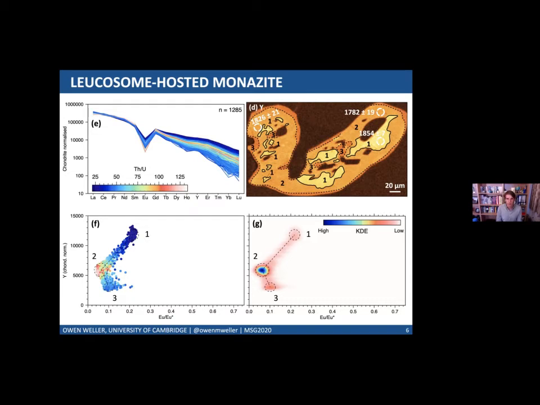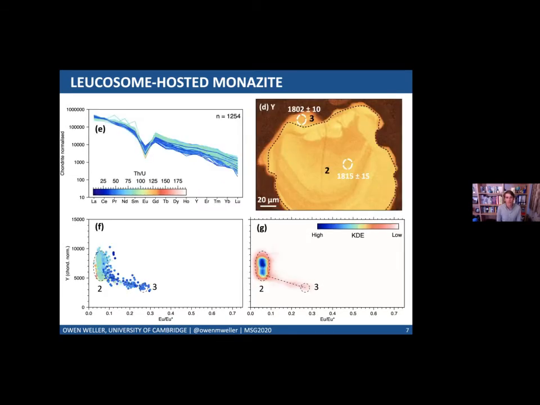I'll now move on to another leucosome-hosted monazite. Same kind of analysis: you've got the chondrite normalized on the top left, yttrium versus europium anomaly bottom left, the density bottom right, and the yttrium map on the top right. For this grain, we decided there are only 2 distinct chemical or growth domains. We labeled these 2 and 3 based on similarities to domains 2 and 3 in the previous grain.